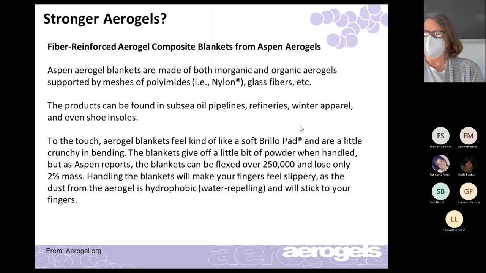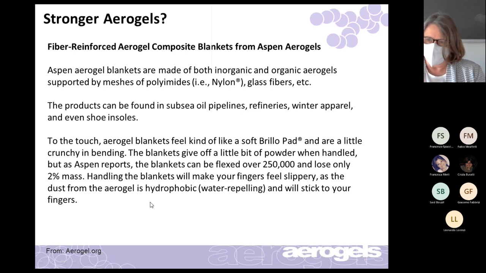But the comment I would make about this is they are not the greatest to handle. The powder comes off. The aerogels are powdery, so they have to be encased in something. I don't like working with them, but they claim they can bend them and they don't lose much. But they're a good product. And I know there are many other companies looking at doing this sort of thing.